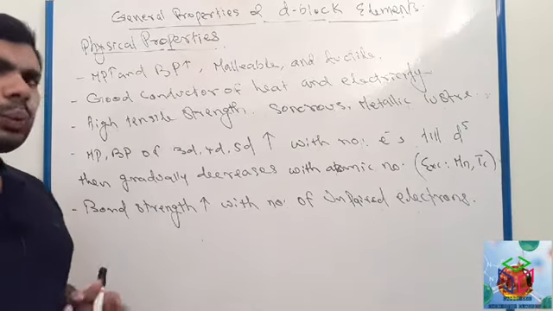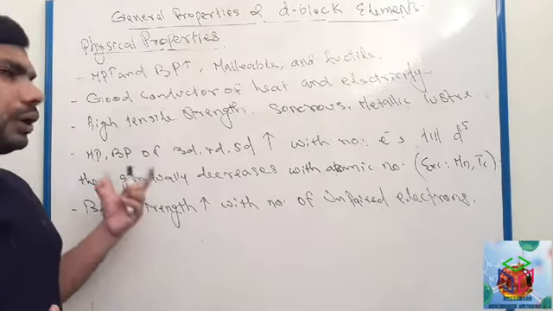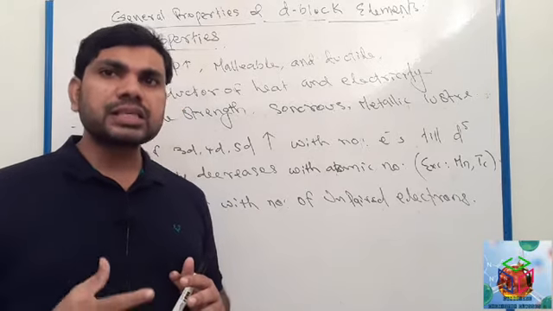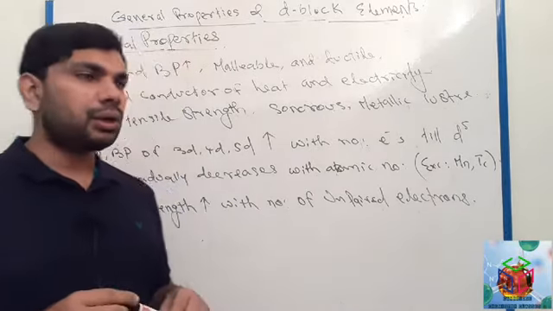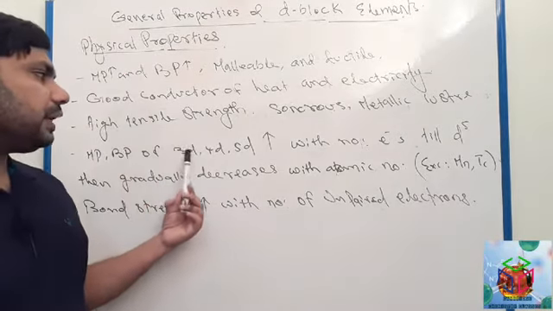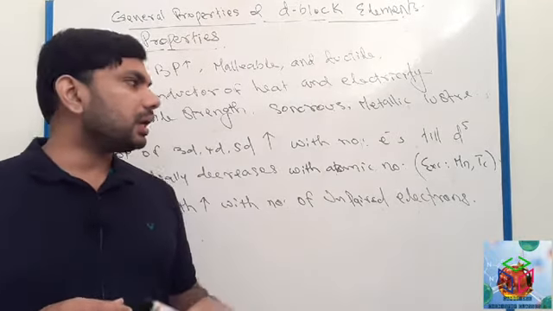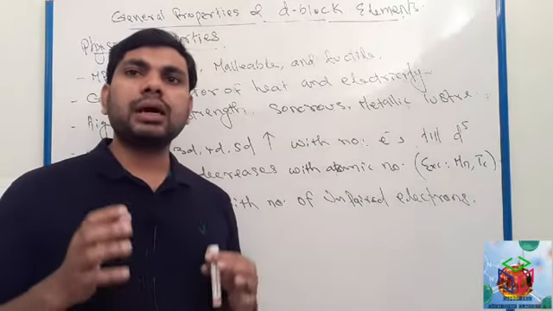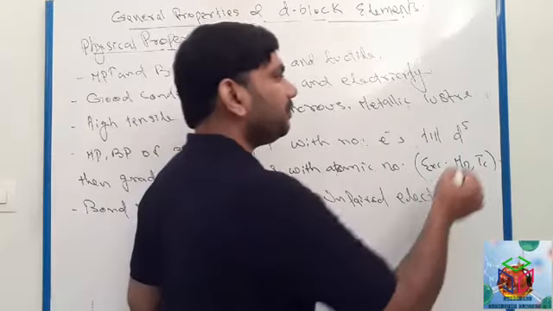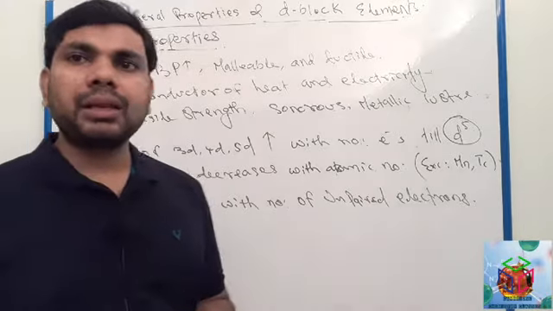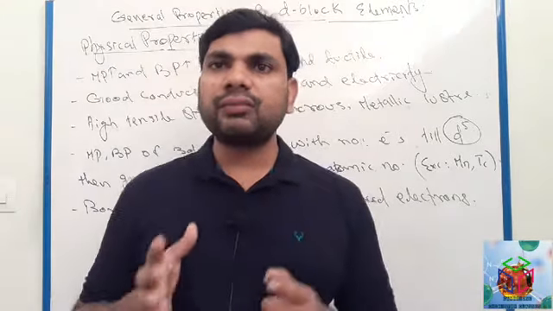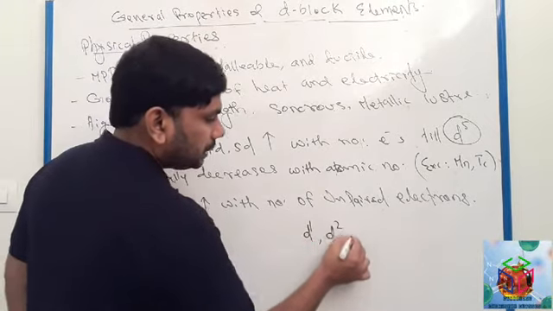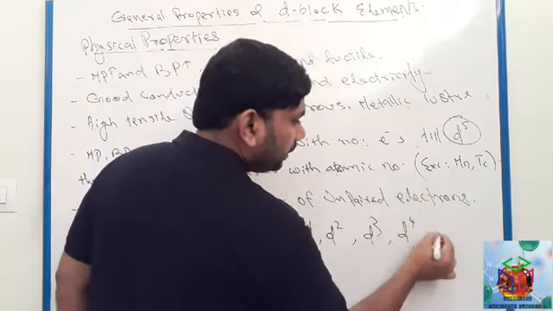Okay, and here we have to understand another point. The melting and boiling points of the 3d, 4d, and 5d series increase with the increasing number of unpaired electrons, up to d5. So the melting and boiling points increase through d1, d2, d3, d4, d5.